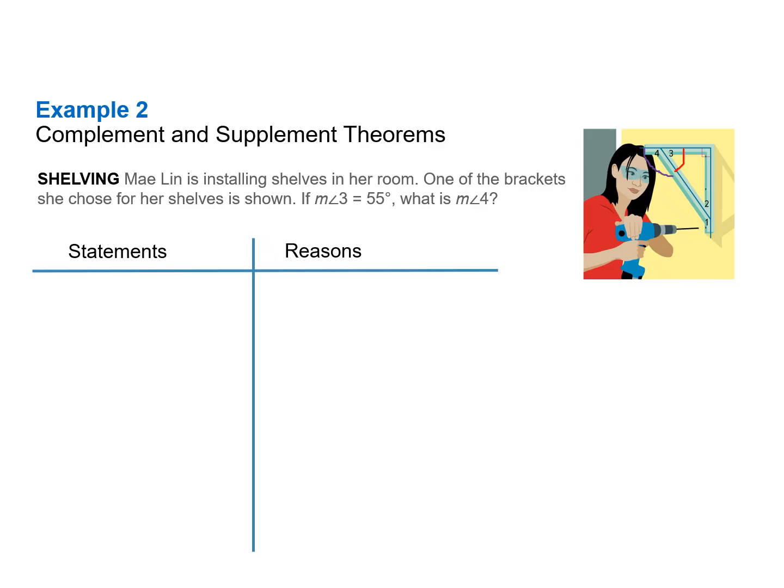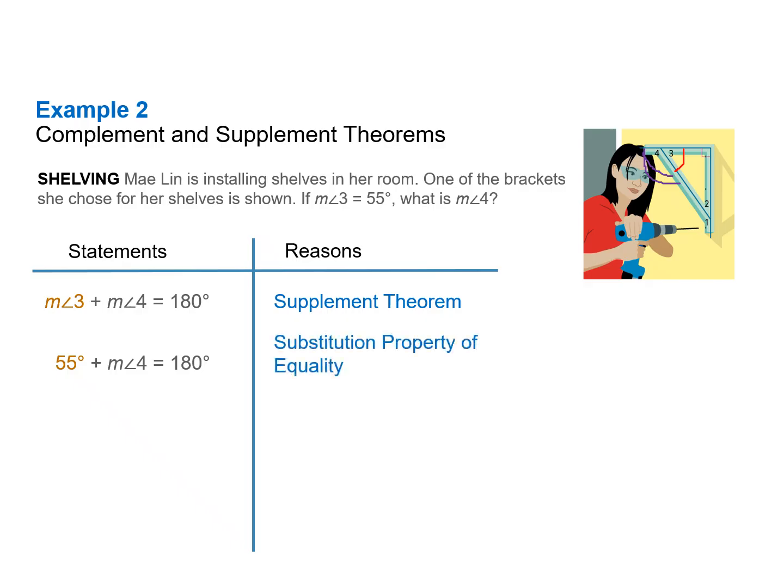This one here. What I can see from these two is that the measure of angle 3 plus the measure of angle 4 is equal to 180 degrees. That is our supplements theorem. And so how do I find the measure of angle 4? Well, I substitute the value in for the measure of angle 3, which is 55. And so I'm using the substitution property of equality. And the next step to find the measure of angle 4 is to subtract 55 from each side. So that was the subtraction property of equality, which gave me that the measure of angle 4 equals 125 degrees.